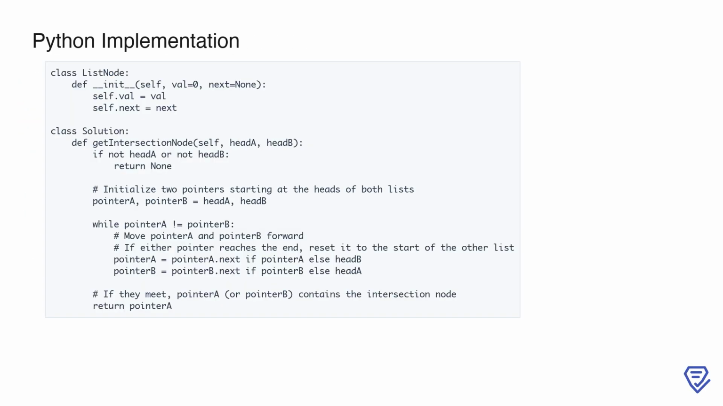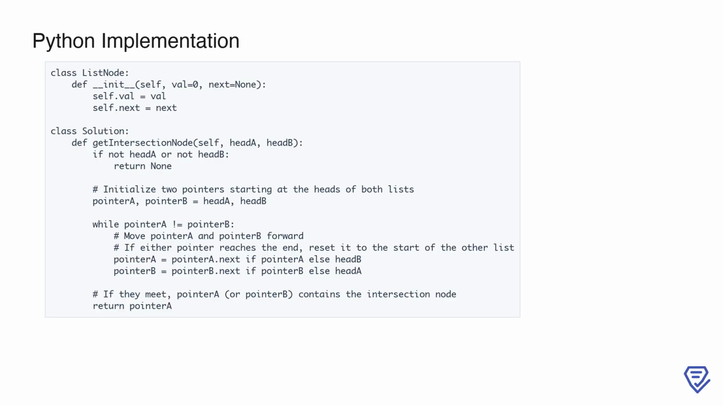This implementation solves LeetCode problem number 160, intersection of two linked lists, efficiently using a two-pointer approach. Here's a breakdown of the code. 1. ListNode class. This is a basic definition of a node in a singly linked list. Each node contains a value, val, and a reference to the next node, next. This is standard for linked list problems on LeetCode.